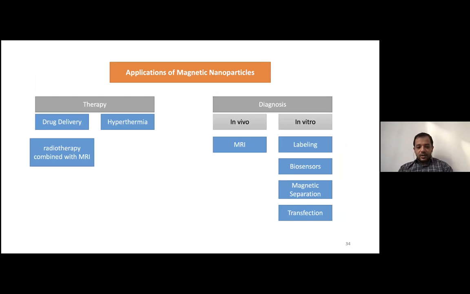All right, so let's talk about the potential applications of magnetic nanoparticles. You can divide their applications into a diagnostic section and a therapeutic section. And in the diagnostic section, we can classify further into in vivo and in vitro. And I think I'll explain just a little bit of how each works.